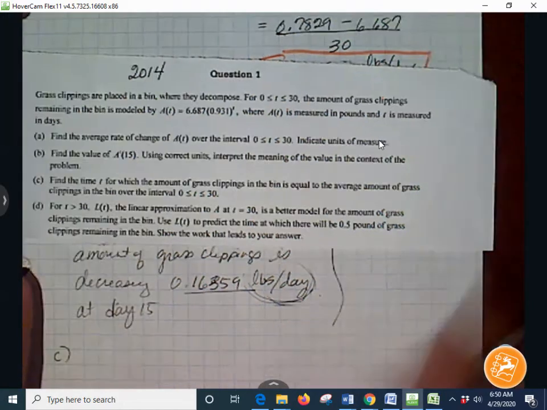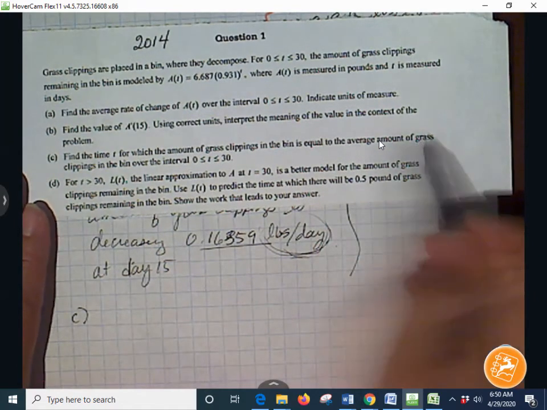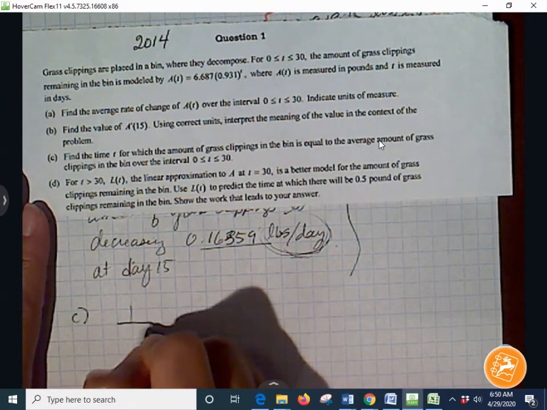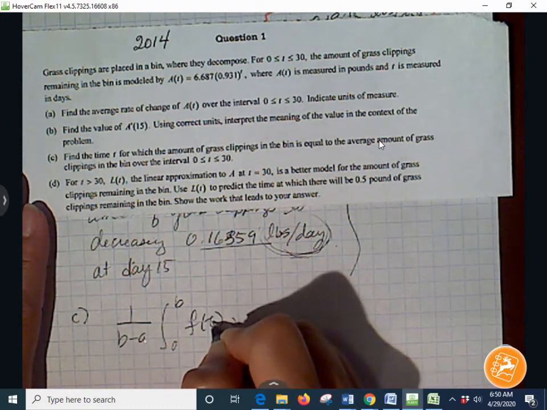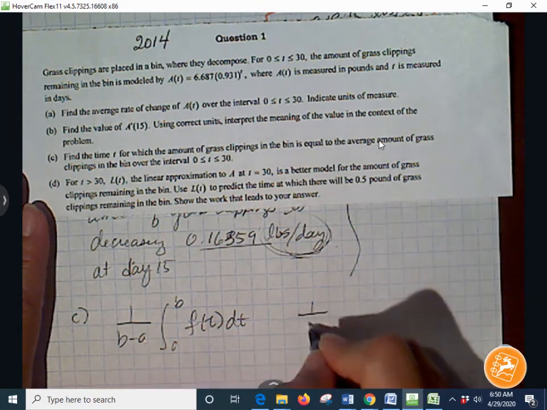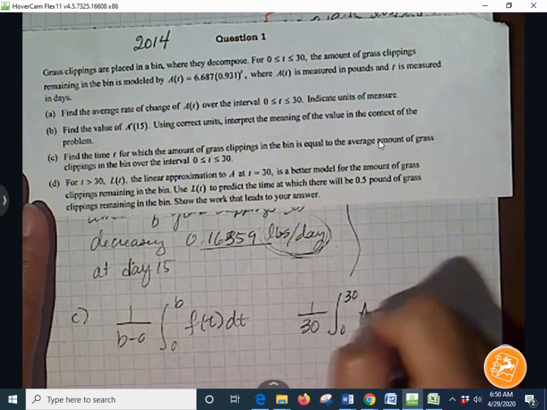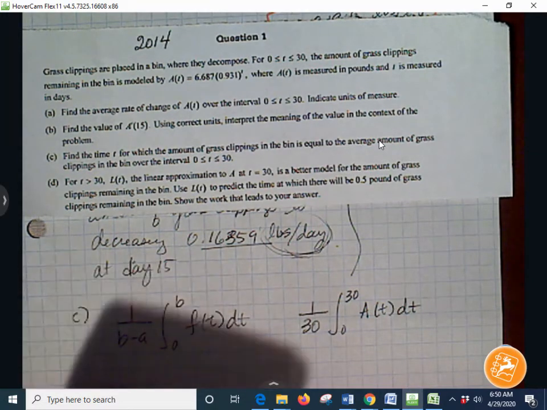Okay, so the average amount of grass clippings on this time interval, if you remember average value, it's 1 over b minus a, integral a to b of f of t, dt. So in this situation, it would be 1 over b minus a, which would be 30, integral from 0 to 30 of A of t dt, like so. Now you can stick this in your calculator so you don't have to go find the antiderivative of this.